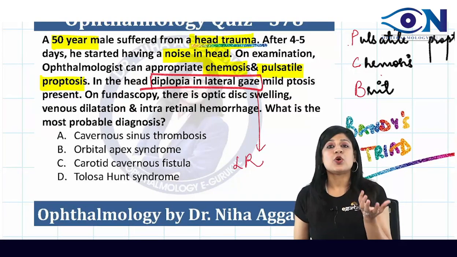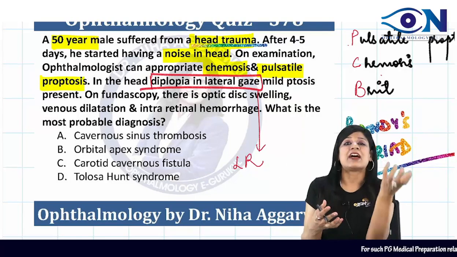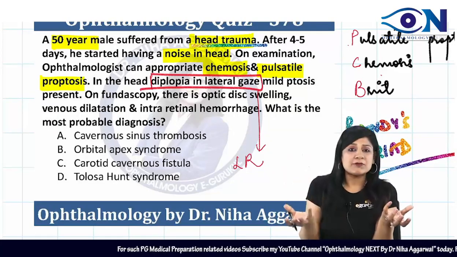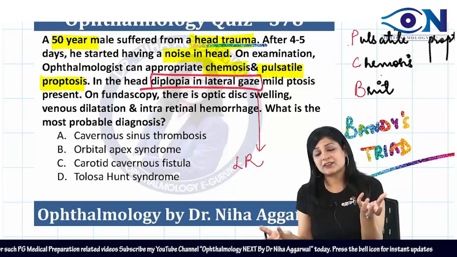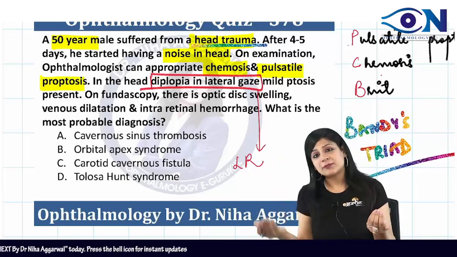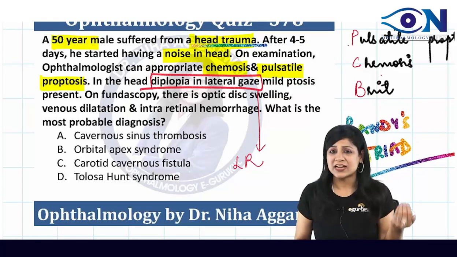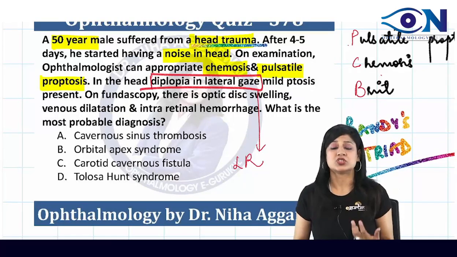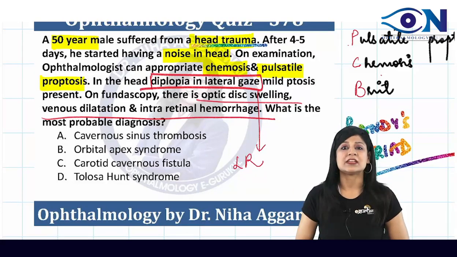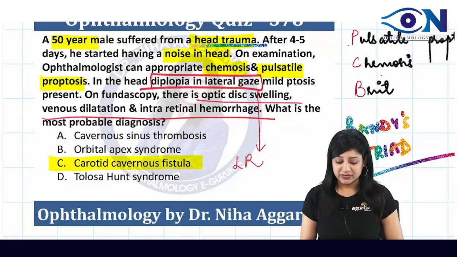Because it's a fistula, where we have a connection between the cavernous sinus and the internal carotid artery, the blood will flow from a high pressure region to a low pressure region. So it will go from the artery to the sinus, and that is why we have venous dilatation, tortuosity, congestion, optic disc swelling, venous dilatation and hemorrhages. That is why the answer to this question is C, carotico-cavernous fistula.